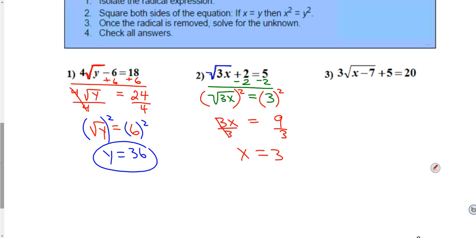So a quick check. We go and plug it in. 3 times 3 is 9. Square root of 9 is 3. And then plus 2 is 5. So it works. That's our final answer.